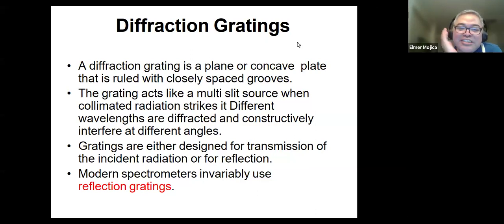So, what we have in the diffraction, what we call gratings, this is a plane or concave plate that is ruled with closely spaced grooves. The grating would act like a multi-slit source when illuminated radiation strikes it. Different wavelengths are diffracted and constructively interfere at different angles.